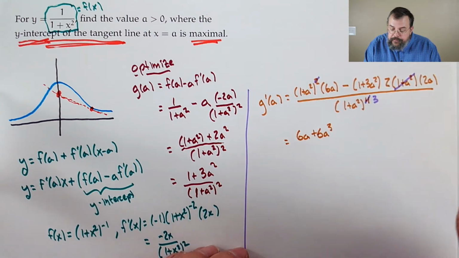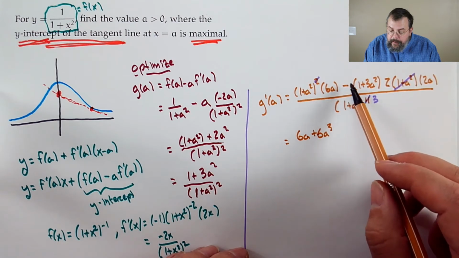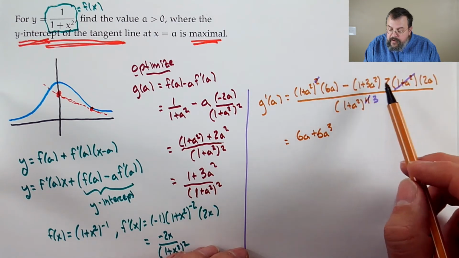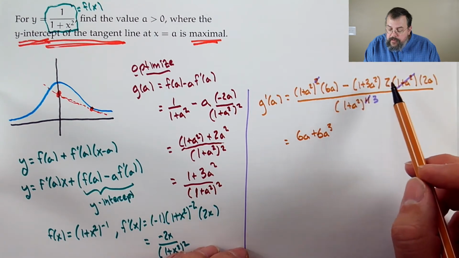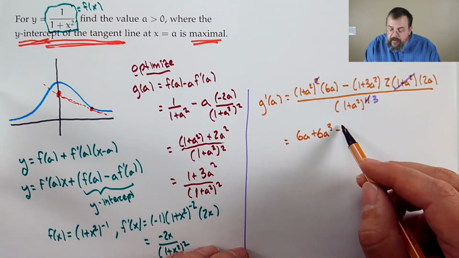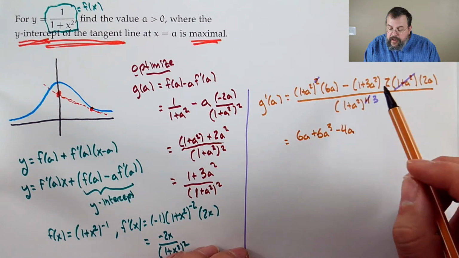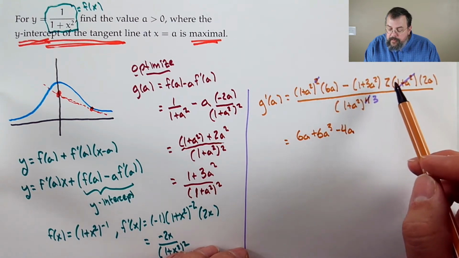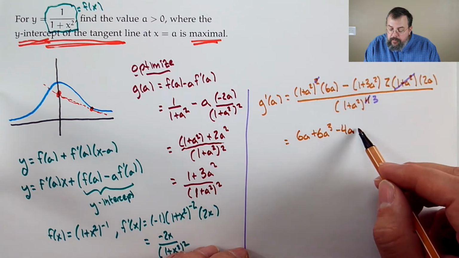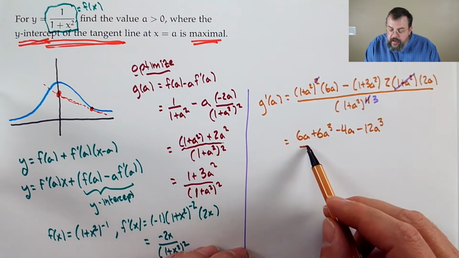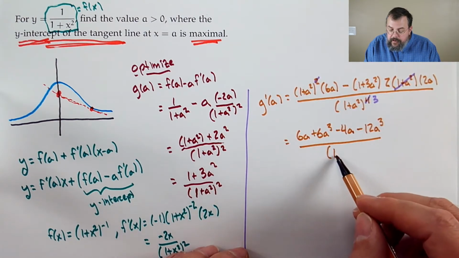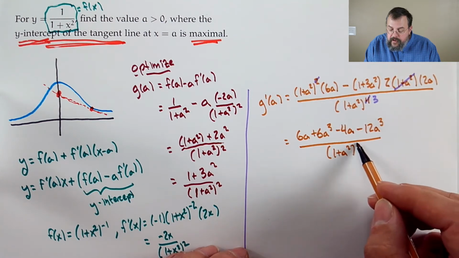All right. And then minus, and remember the minus is going to go through to both terms. There's also a 2 and a 2a on the end. So minus 1 times 2 times 2a, so that's minus 4a. And then minus 3a squared times 2 times 2a would make minus 12a cubed. All of that, divide that by 1 plus a squared cubed.